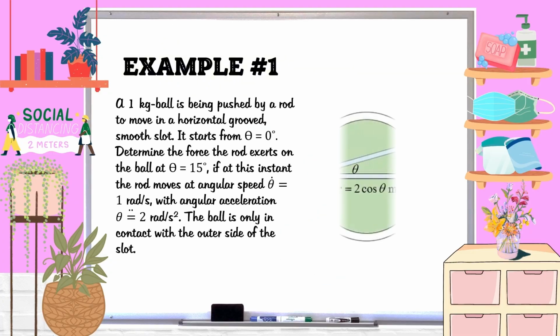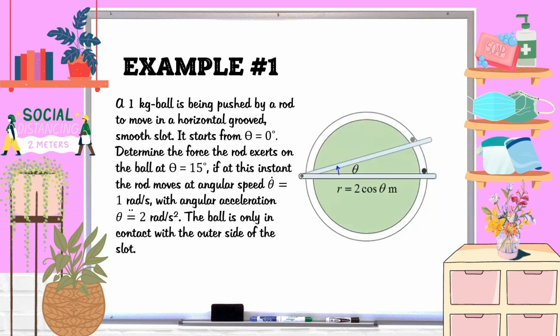So let's have this given problem. If you recall, the given problem has similarity. However, our previous problem only involved a ball that moves horizontally and it starts from vertical. In our given problem, our object now starts from horizontal and moves counterclockwise. So they have the same motion, which is counterclockwise. So we will not focus on this equation.